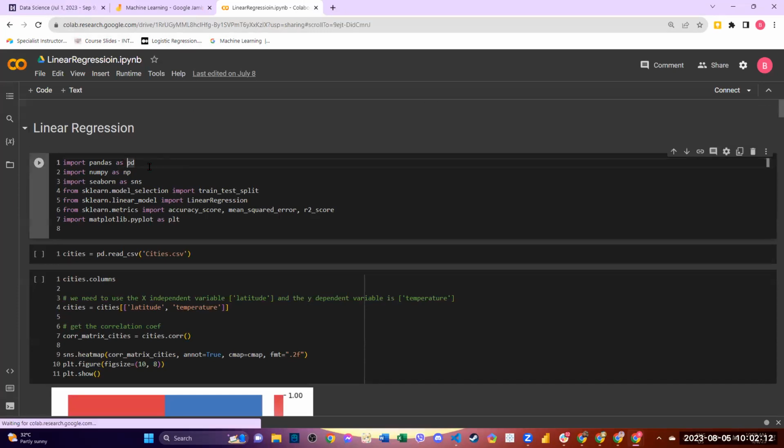Okay, so in our Google Colab, we will use different kinds of libraries. So we will use the pandas library, the numpy library, and then import seaborn for some kind of plotting. Most of the time, these two, numpy and seaborn, are used for plotting. Then we will use the sklearn.